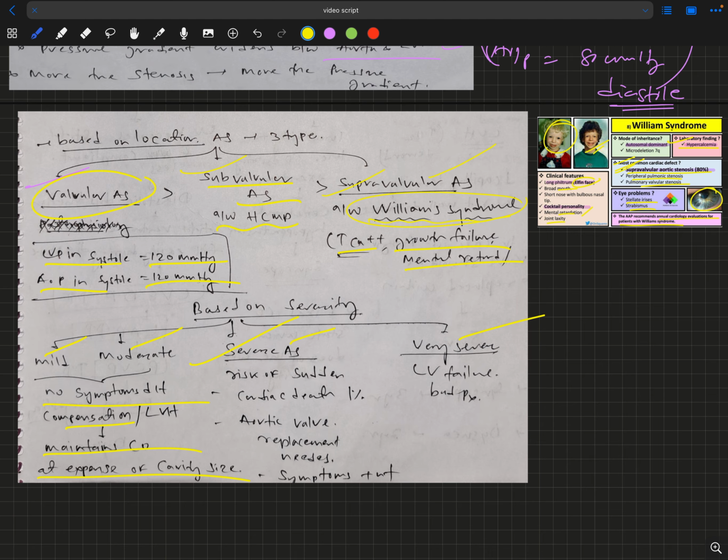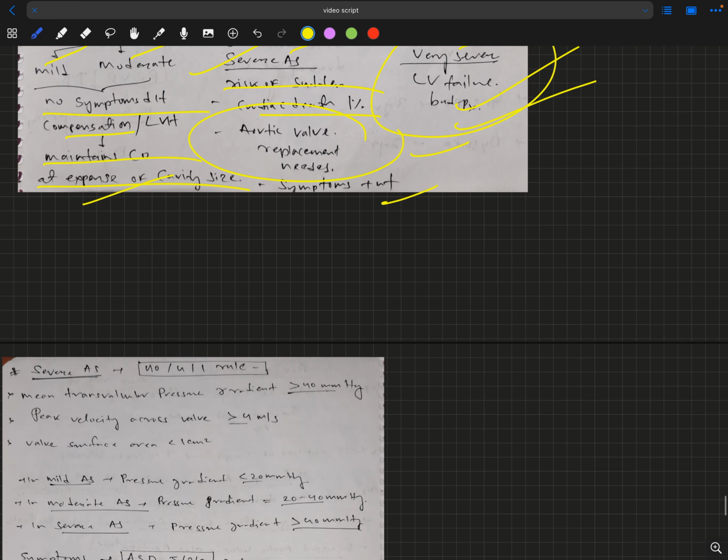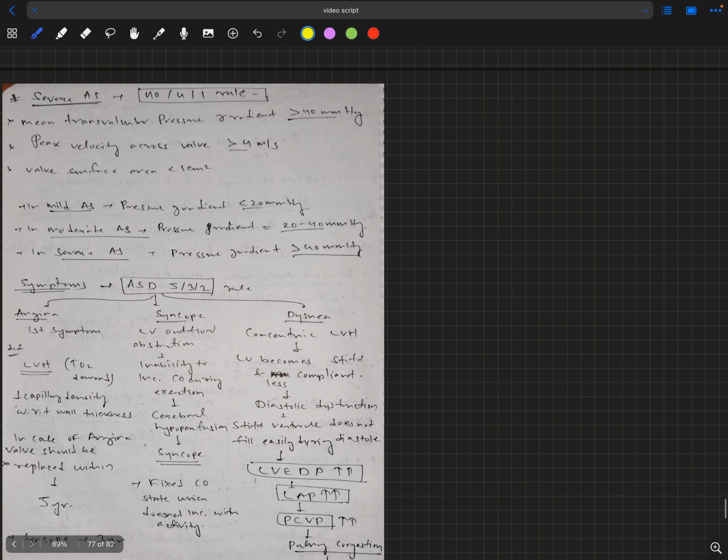In case of severe aortic stenosis, there is a 1% risk of sudden death, and aortic valve replacement is needed. Symptoms are present. So what symptoms, we will discuss that. Remember that in case of severe AS, this hypertrophy of the left ventricle cannot maintain the cardiac output, that is leading to severity of AS, and some other things I will discuss further. And in case of very severe AS, there is LV failure. So we will see the features of heart failure that are seen in case of very severe aortic stenosis. Let's move further. So what is severe aortic stenosis?